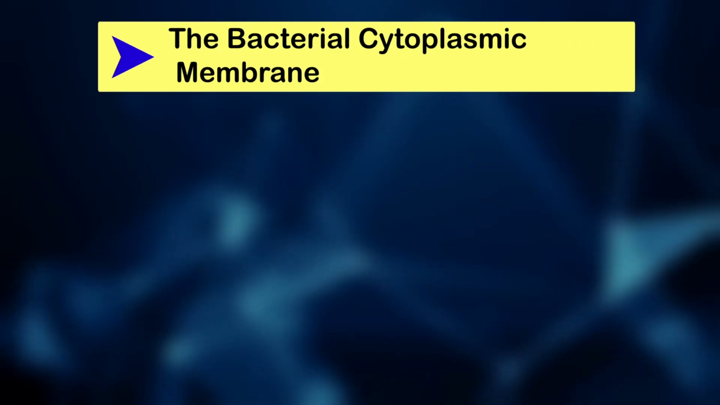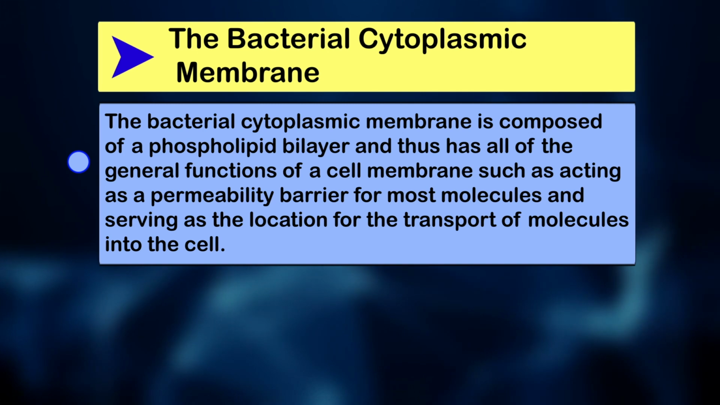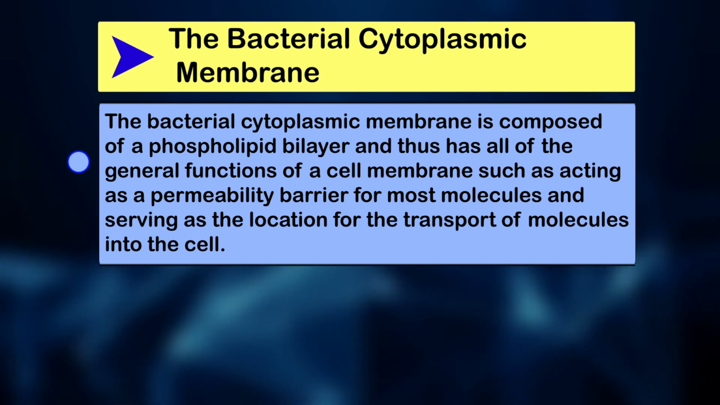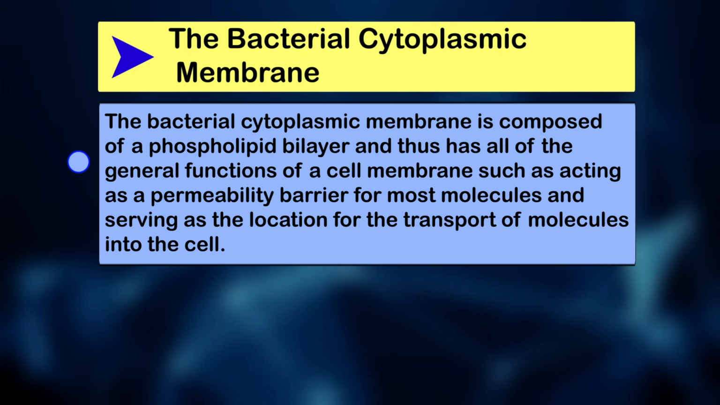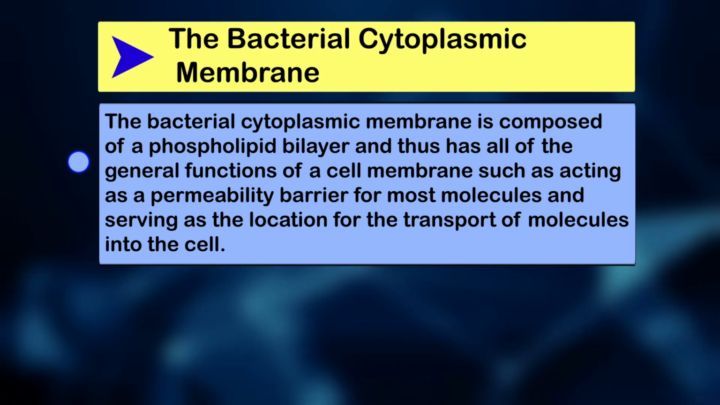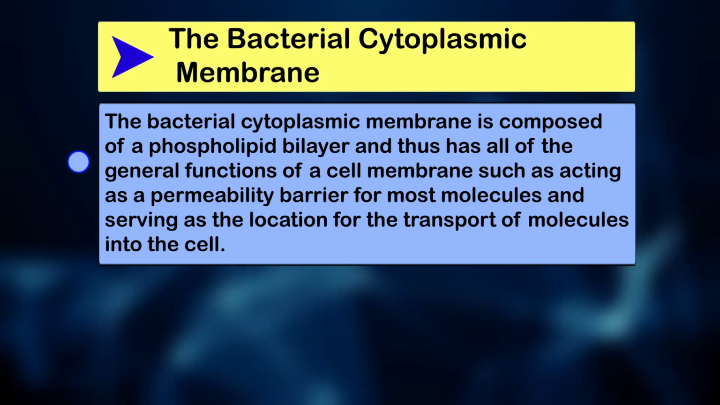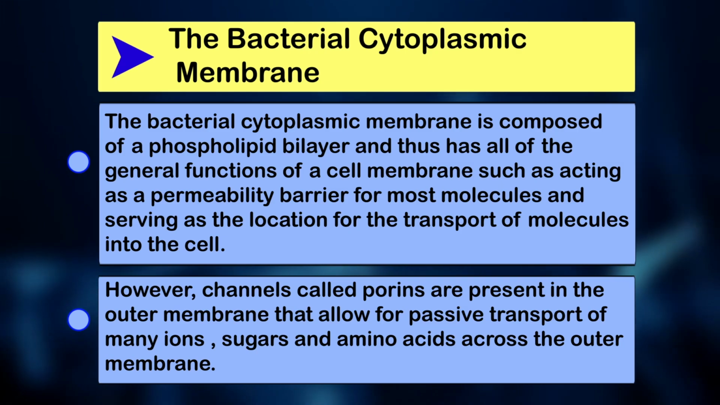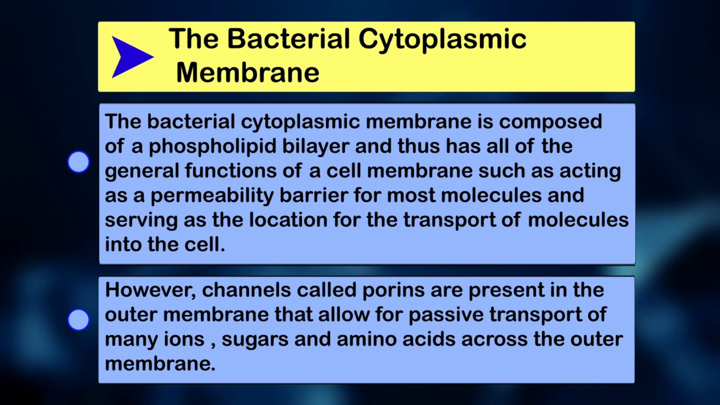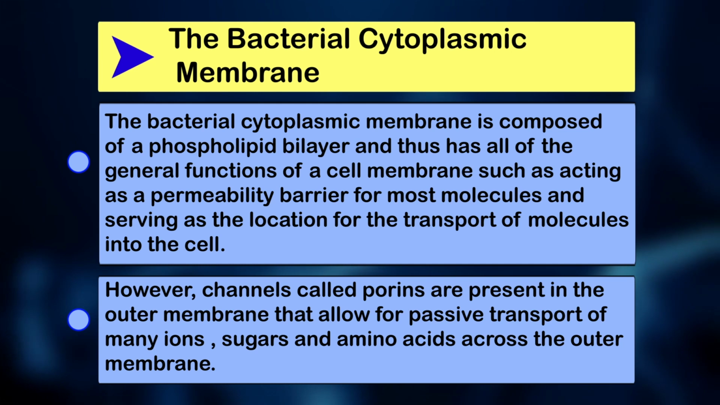The next is the bacterial cytoplasmic membrane. The bacterial cytoplasmic membrane is composed of a phospholipid bilayer and thus has all the general functions of a cell membrane, such as acting as a permeability barrier for most molecules and serving as a location for the transport of molecules into the cell. However, channels called porins are present in the outer membrane that allow for the passive transport of many ions, sugars and amino acids across the outer membrane.